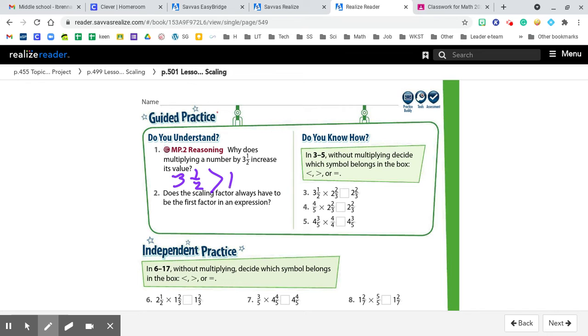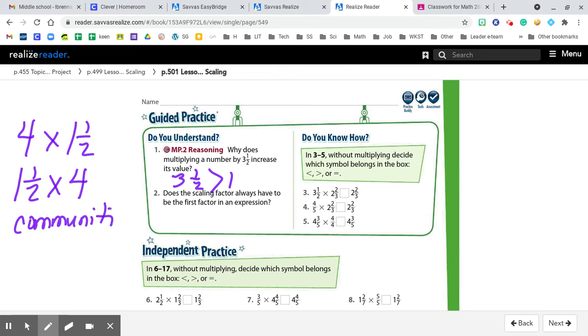Does the scaling factor always have to be the first factor in an expression? No. So we could have said the scarf was 4 feet and it's 1.5 times bigger, or it was 1.5 times bigger and it was 4 feet. Either way, because remember we have the commutative property, right from the first chapter. Commutative property applies to addition and multiplication. We can change the position of the numbers, and we're still going to wind up with the same value.